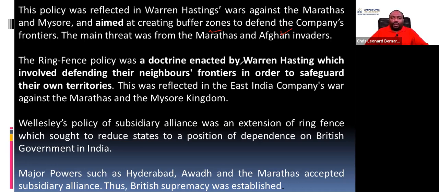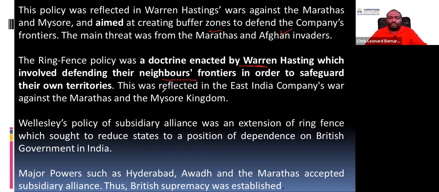It was enacted by Warren Hastings, who mastered it from Dupleix. They started interfering in order to defend their neighbors' frontiers, and in the guise of defending the neighbors' frontiers, they safeguarded their own territories by creating buffer states. And this was reflected by the British East India Company in the war against the Marathas and the war against Mysore with respect to Tipu Sultan.